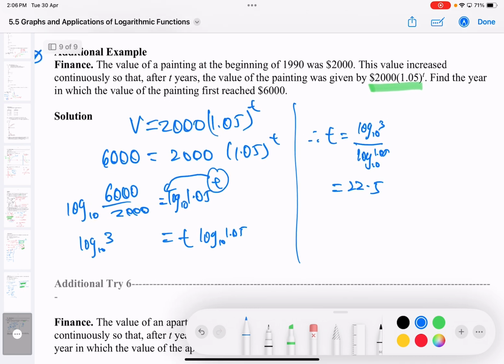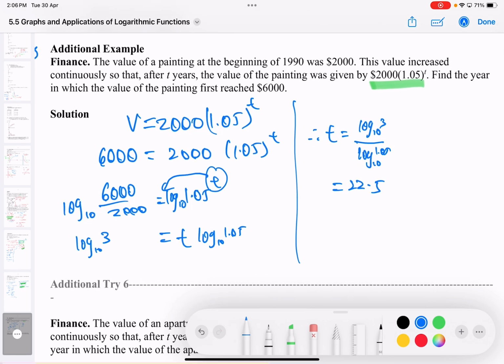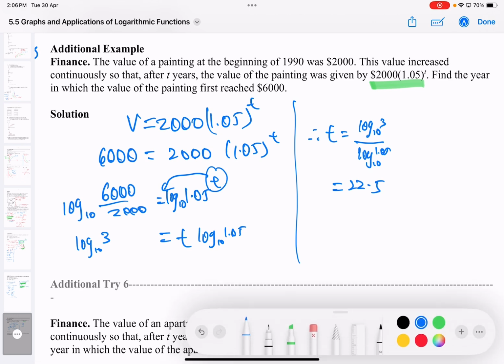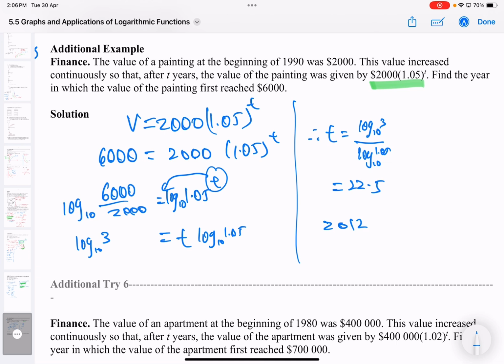22.5. Let's leave our answer to 3 significant figures. So how many years? 22.5 years later, the value of the painting will reach $6,000. Find the year. So 22.5 years is going to be which year? 1990 plus 22.5, so it's the year 2012.